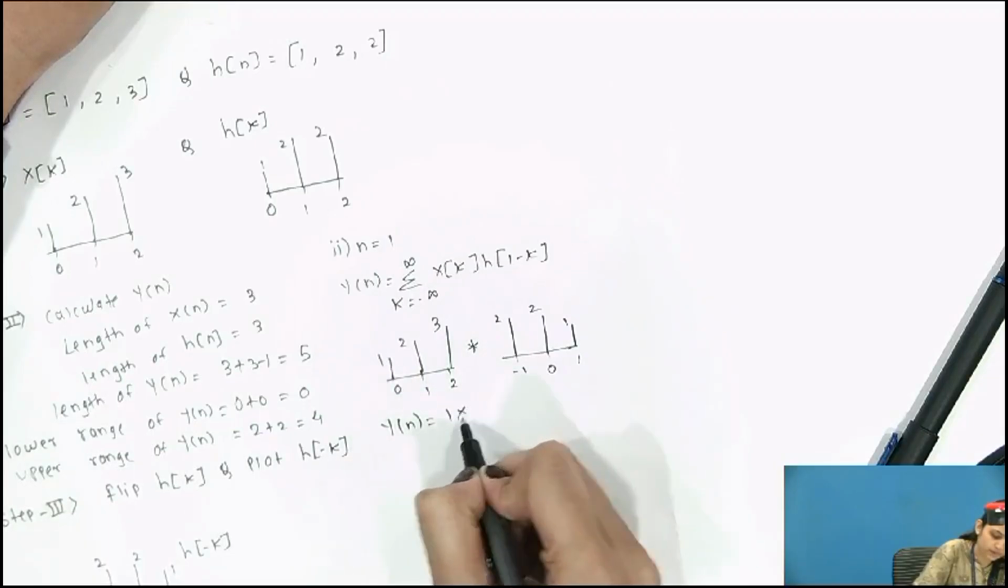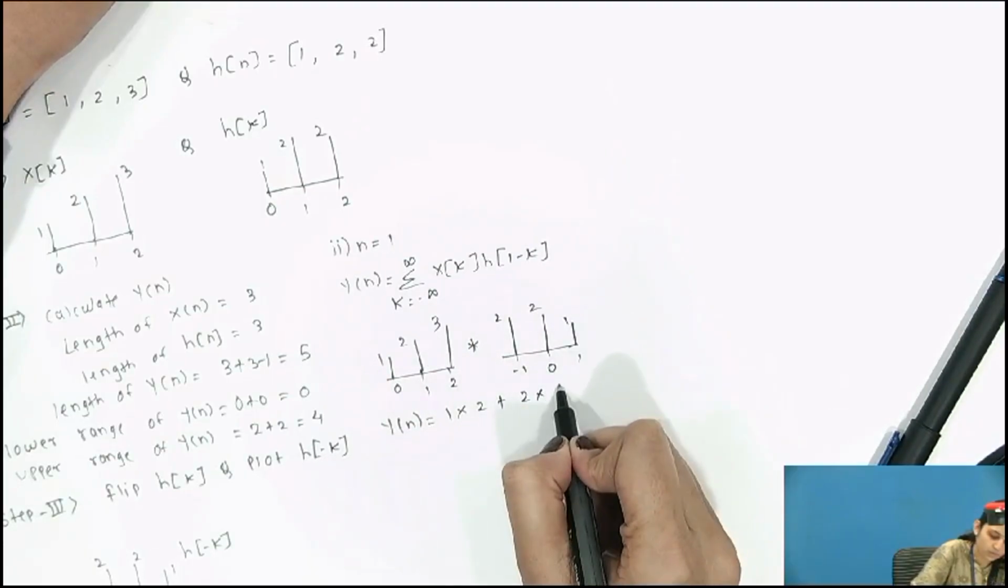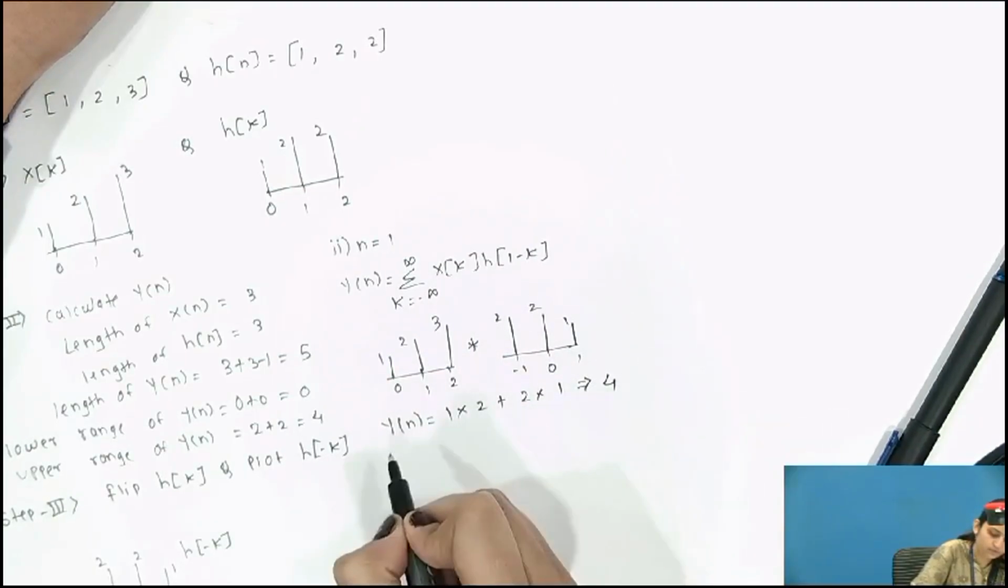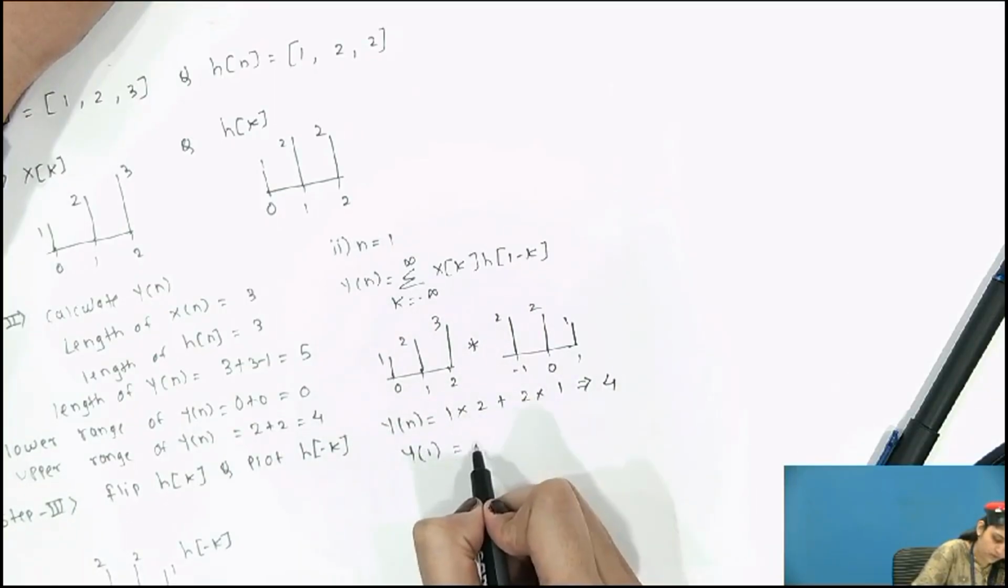Now what is y of n? At 0 here it is 1, and here it is 2, so 0 into 2, plus here it is 2 into 1. So our output is 4. So y of 1 equals 4.